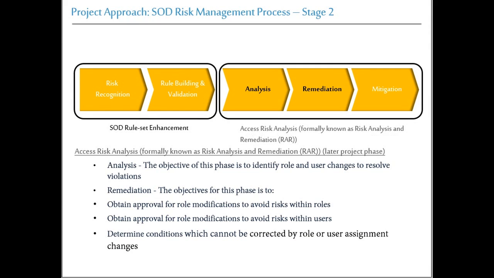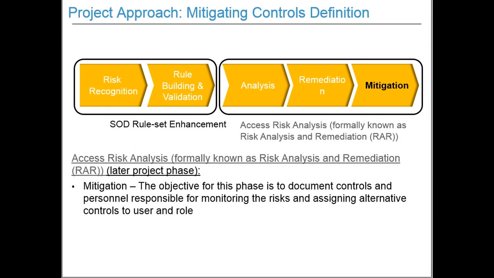In case we are not able to remediate properly, because there can be many reasons, for example, there is a shortage of manpower, and one person is actually entitled to do both. For example, there's only one security administrator who will do both SU01, which is user creation, and PFCG, which is role assignment. In that case, mitigation comes into the picture.